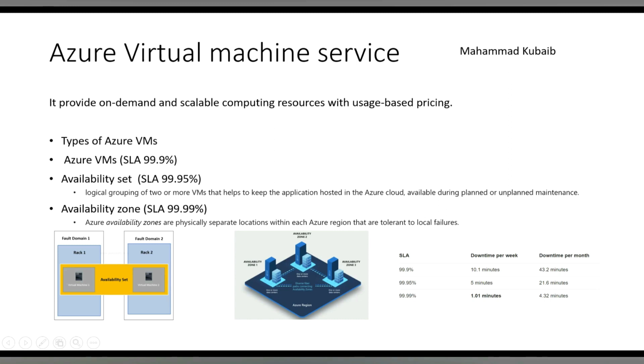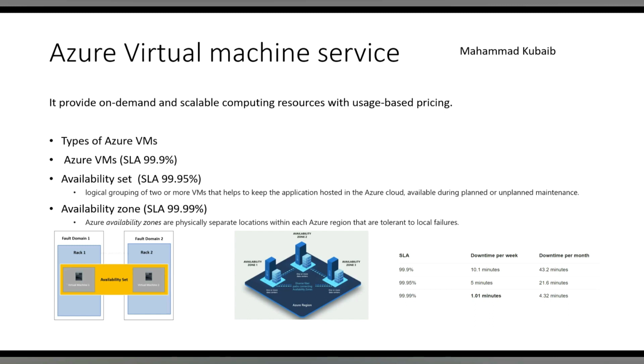So when we deploy any virtual machine in Azure, by default you will have 99.9% availability. It means you have 0.1% downtime. So if you calculate for 1 week, you'll have a 10 minutes downtime, and for a month, it will be 43 minutes downtime if you deploy any VMs in Azure. So some workloads which can't afford the downtime can choose something called availability set.